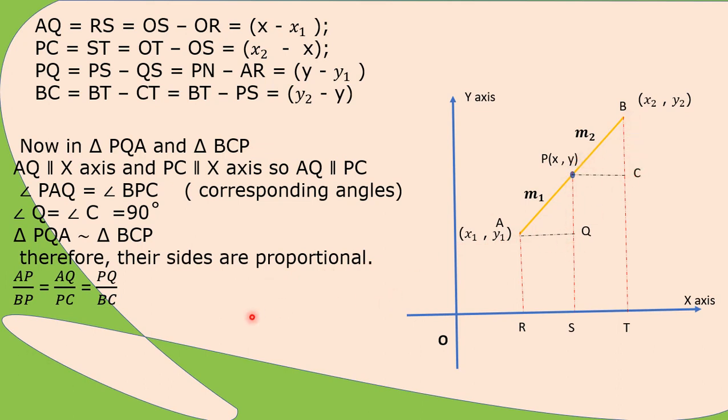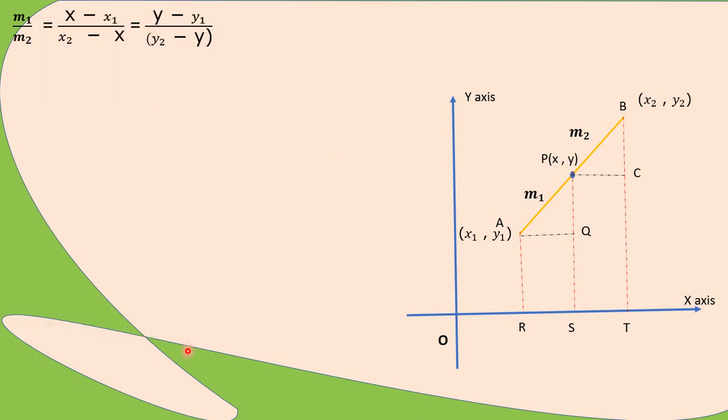Now put the values here. We get M1 upon M2, as the value of AP is M1, the value of BP is M2, the value of AQ is X minus X1, the value of PC is X2 minus X1, the value of PQ is Y minus Y1, and the value of BC is Y2 minus Y. So putting the values here, we get this equation. Now one by one we can equate the first term and the second term, and the first term and the last term. So by equating we get M1 upon M2 is equal to X minus X1 upon X2 minus X.